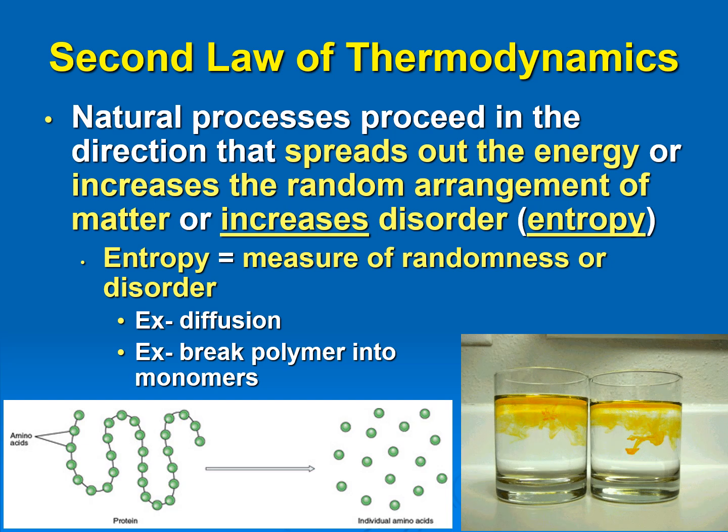Okay, and then the second law of thermodynamics. This one just says that in nature, things like to proceed in the direction that spreads out the energy or increases the random arrangement of matter or increases disorder, or what we call entropy. Okay, so it just says that things like to spread out and become disordered.